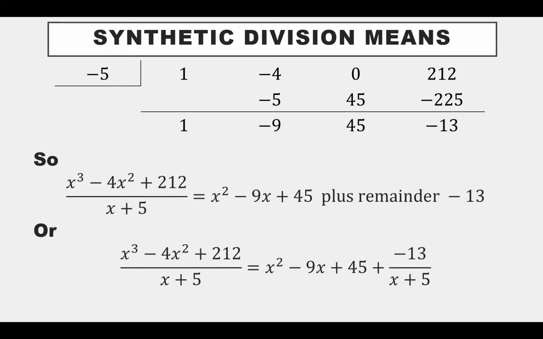Once we have that process done, now I know my answer. This means that if I take x to the third minus 4x squared plus 212 and divide that polynomial by the polynomial x plus 5, I get x squared minus 9x plus 45 with a remainder of negative 13. You can also write that as x squared minus 9x plus 45 plus negative 13 over my divisor of x plus 5.